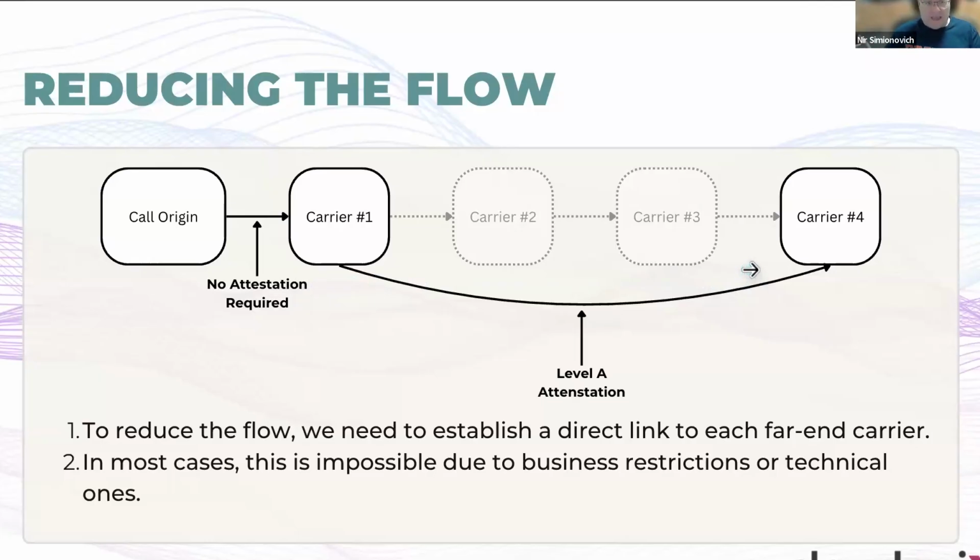For example, Cloudonix does have that today in the US. We recently established a similar one in the UK. There's one being built right now for Canada. So you'll be able to call the entire North American numbering plan with full level A attestation.